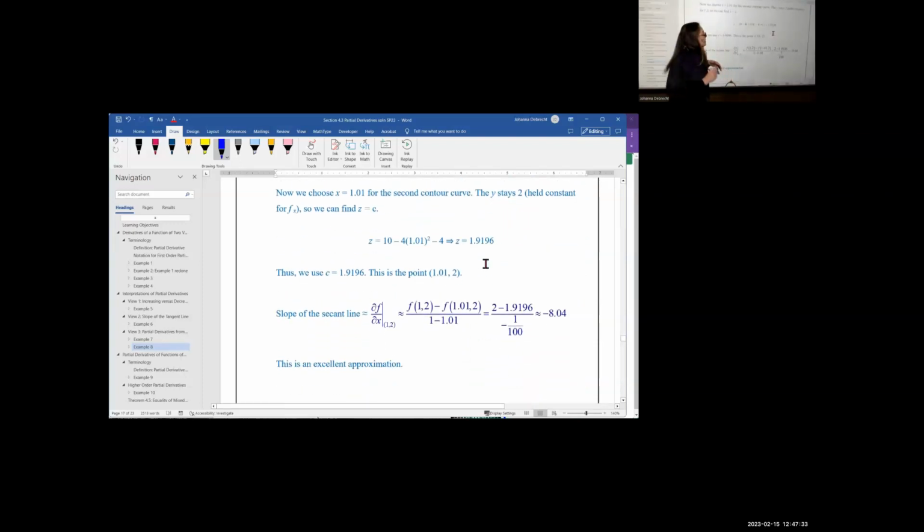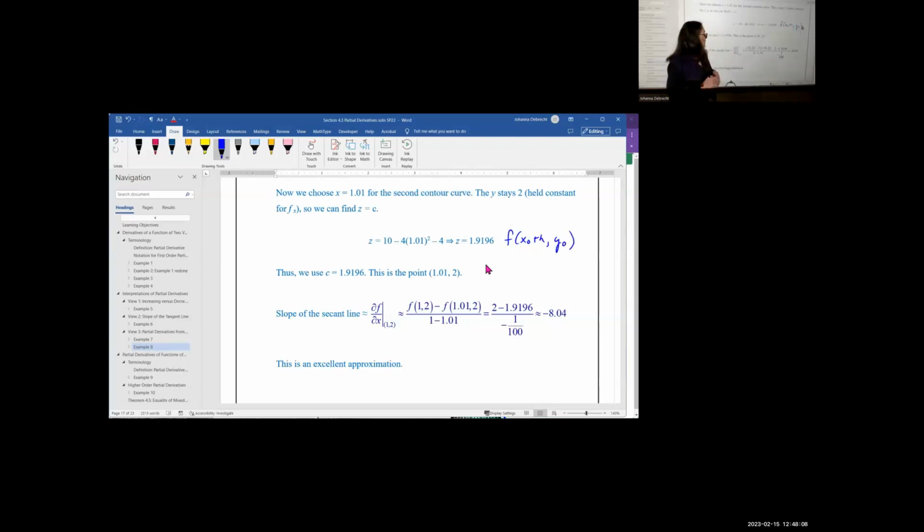So this time we're going to choose x to be 1.01, right? So our h is going to be 0.01 instead of, what was it the first time? A half. So instead of being a half, it's going to be 0.01. The y is still 2 because we're doing the partial with respect to x. So we still have -4 here, but now we're squaring 1.01. We come up with this z value. And this z value is going to be our f of x naught plus h, y naught.